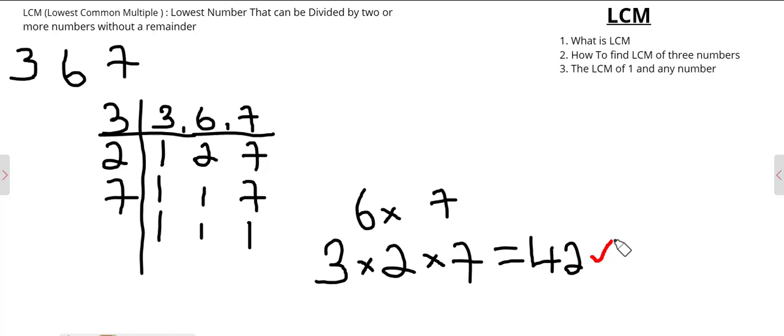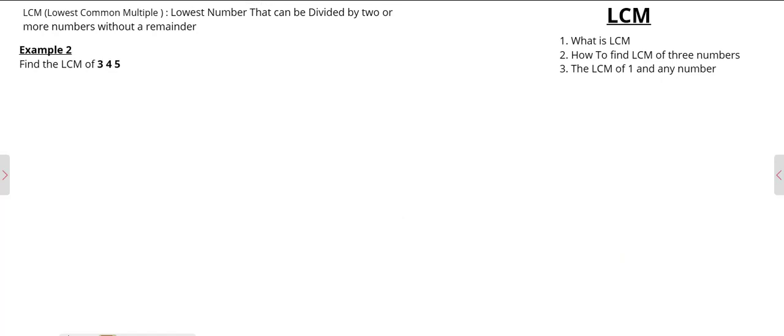So this becomes the LCM of our first example. Next we'll be taking another example, so we'll become familiar with treating or solving problems of LCM numbers that are more than 2. So our second example says we should find the LCM of 3, 4, and 5.